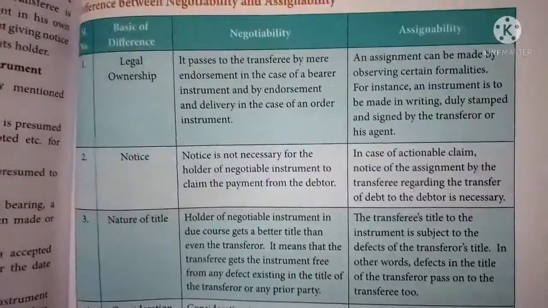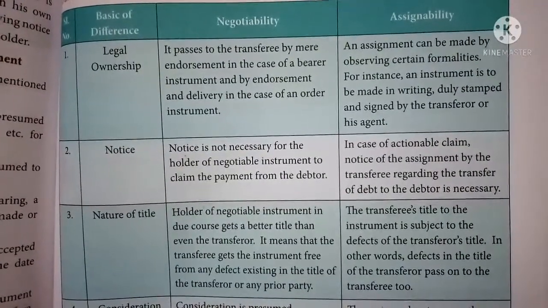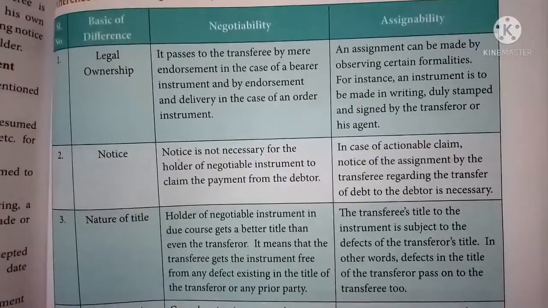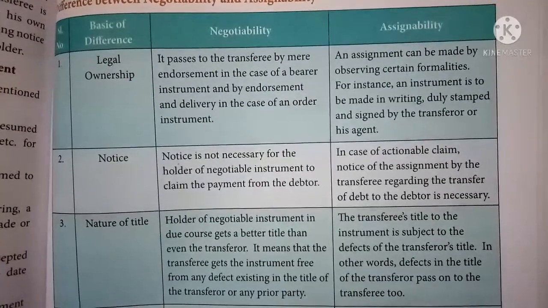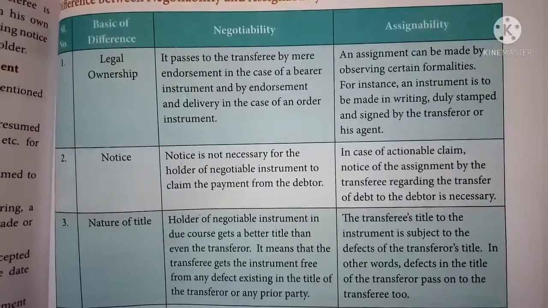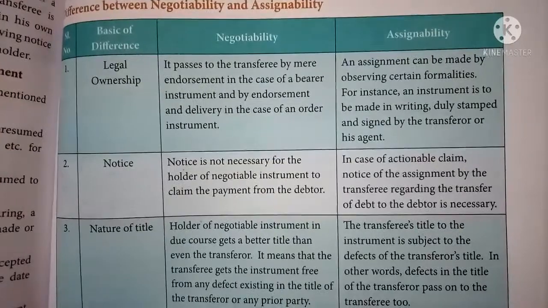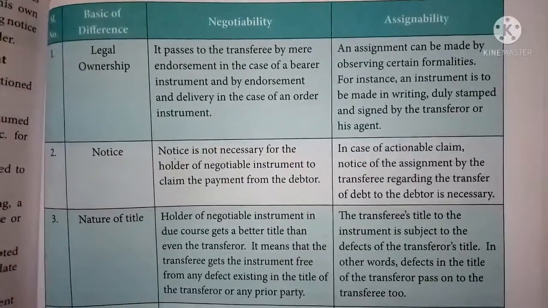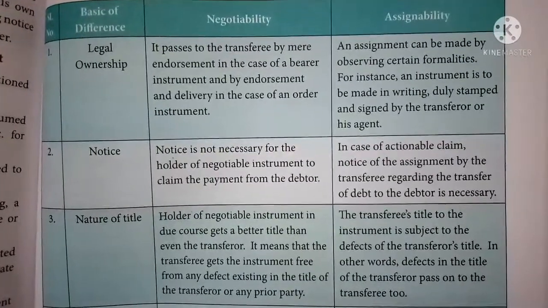From the legal ownership point of view, in negotiability, ownership passes to the transferee by mere delivery in the case of a bearer instrument, and by endorsement and delivery in the case of an order instrument. But assignability can be made only by observing certain formalities: the instrument is to be made in writing, duly stamped and signed by the transferor or his agent.